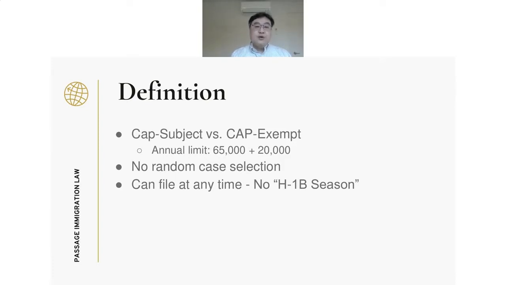That's very good news considering H1B options, because that random case selection by lottery is a big uncertainty. We do not know for sure whether we can even file an H1B case or not, because it is up to the random lottery. A cap-exempt case does not have such uncertainty. And also, there's no H1B season. For cap-subject, there is an H1B season because that random case selection happens once a year, mostly at this time of year in March. Compared to that, for cap-exempt, there's no season.